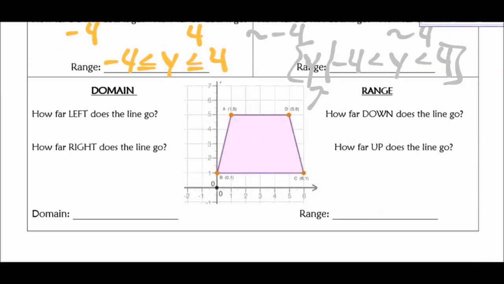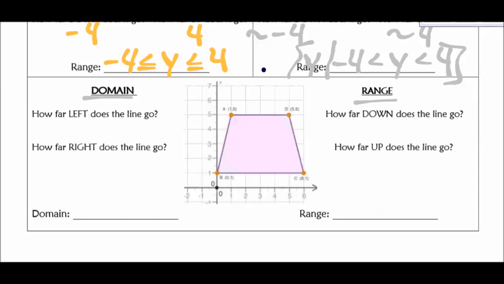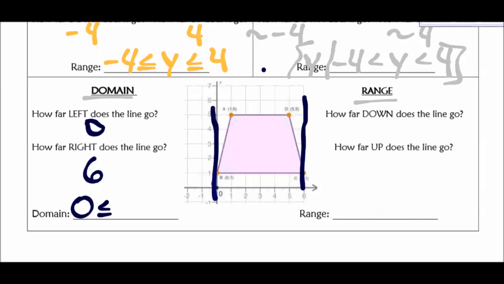Alright, the last one, we see a trapezoid there, so we're talking about the domain and range of that thing again. It's just talking about how far to the left and how far to the right does that get. So we're talking about the leftmost point, that's there, and the rightmost point, that's there. So that's going in between 0 and 6. So our x value is greater than or equal to 0, but it's also less than or equal to +6.